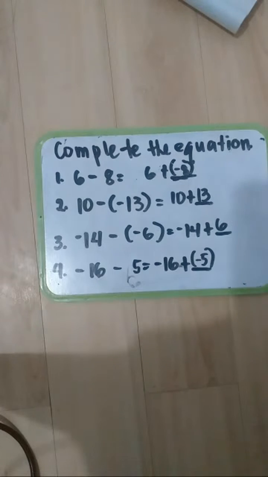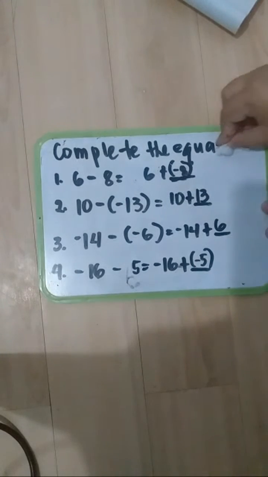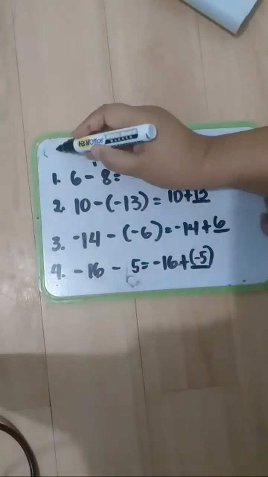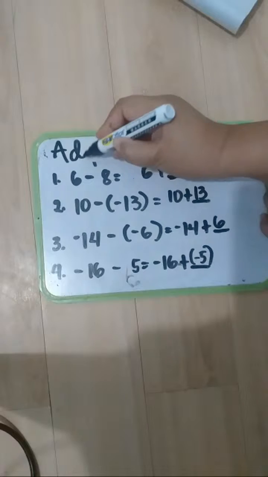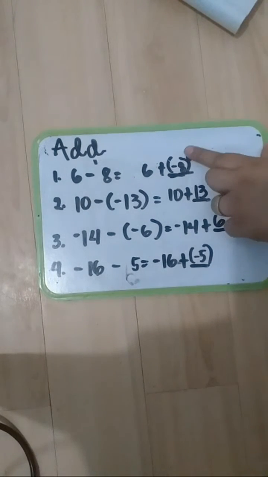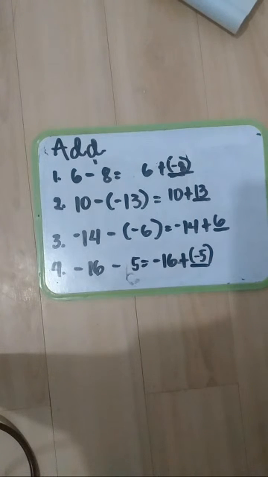Mag-add na tayo. Sagutan na natin. Kung may mali yung sagot nyo, itama. Now the direction is you have to add. Okay, add natin. For number 1, what's the answer? 6 plus negative 8.